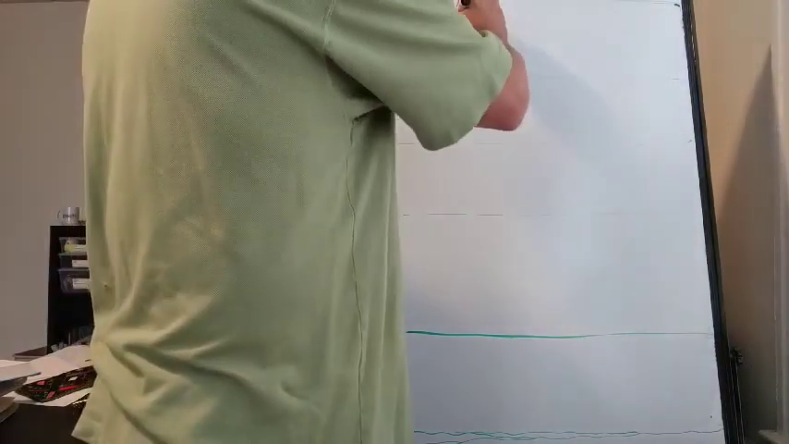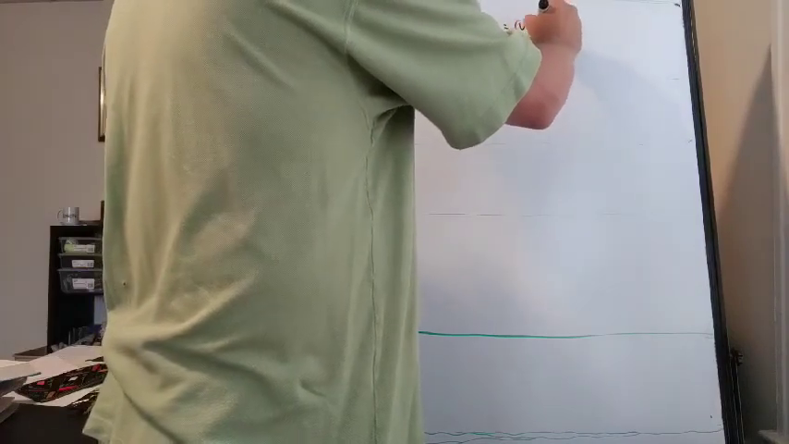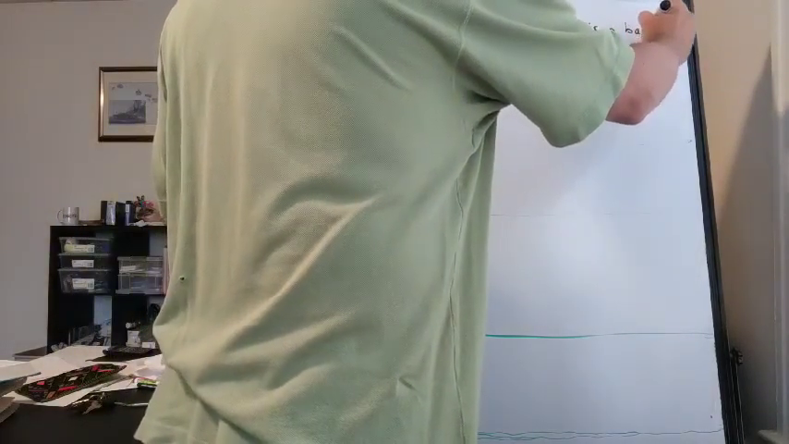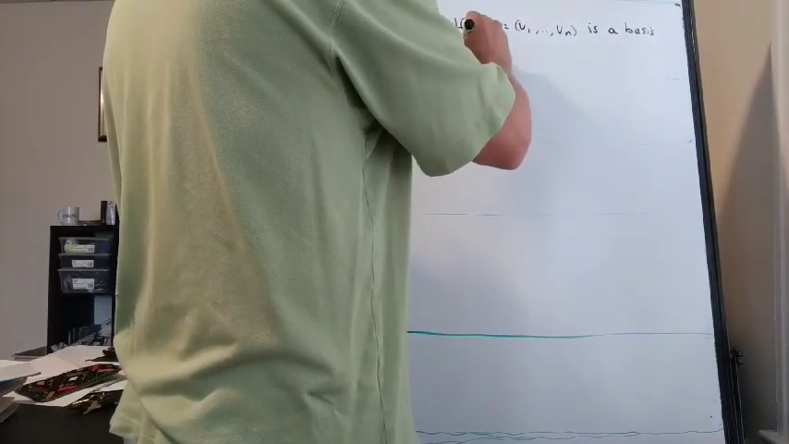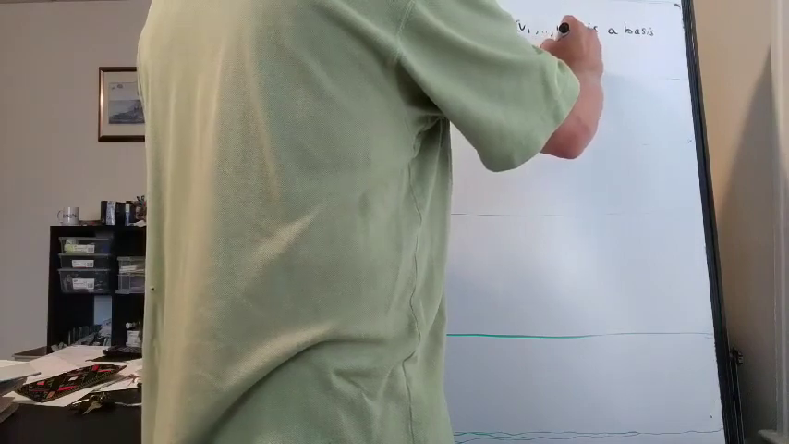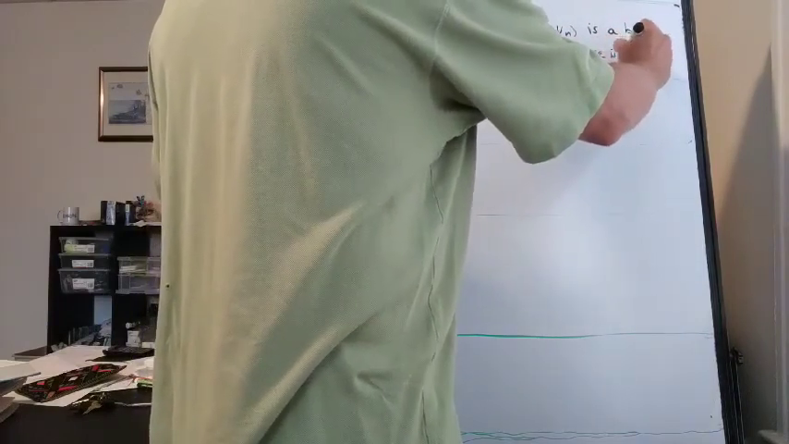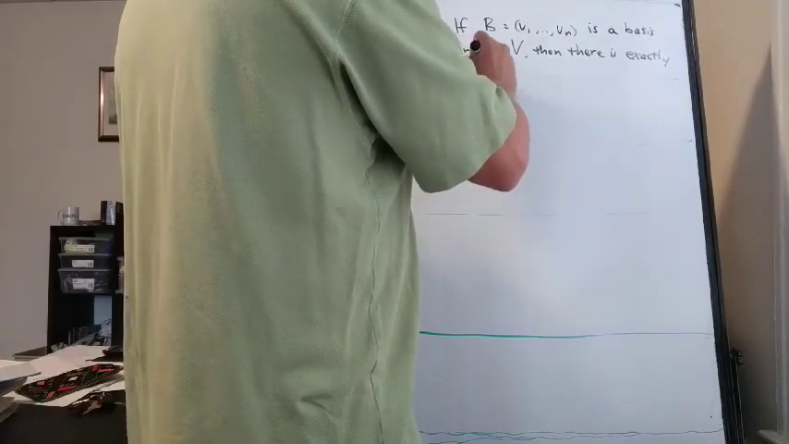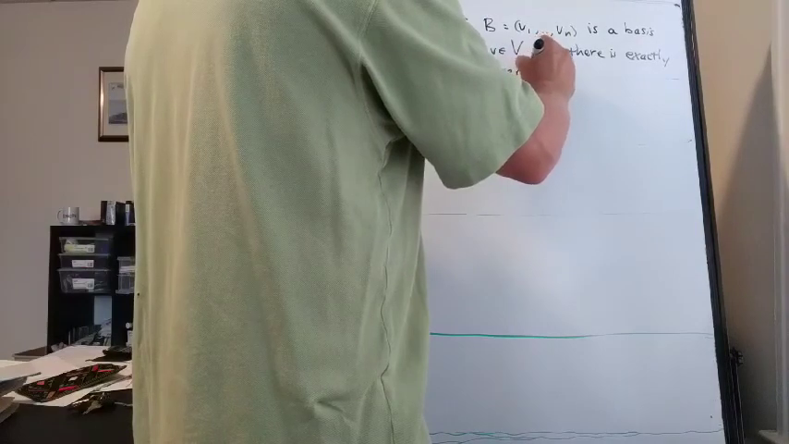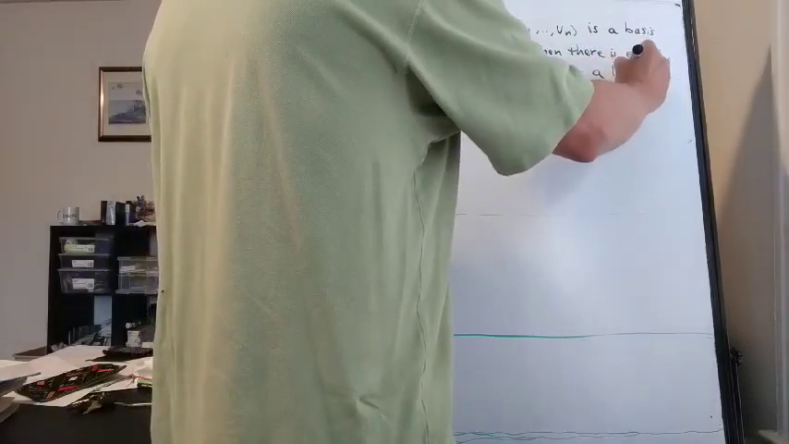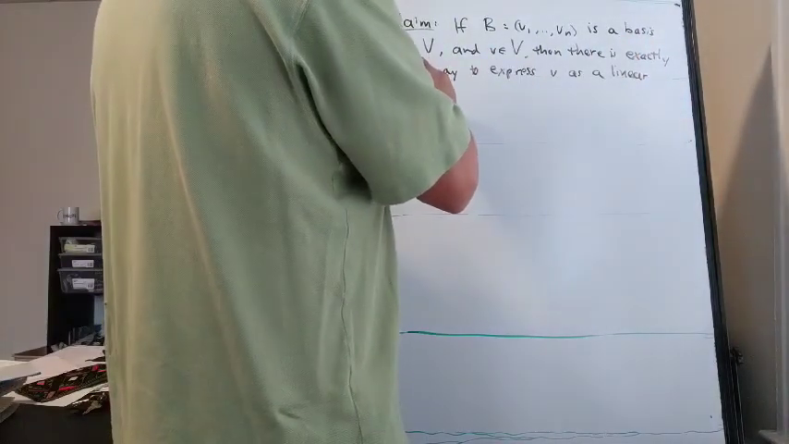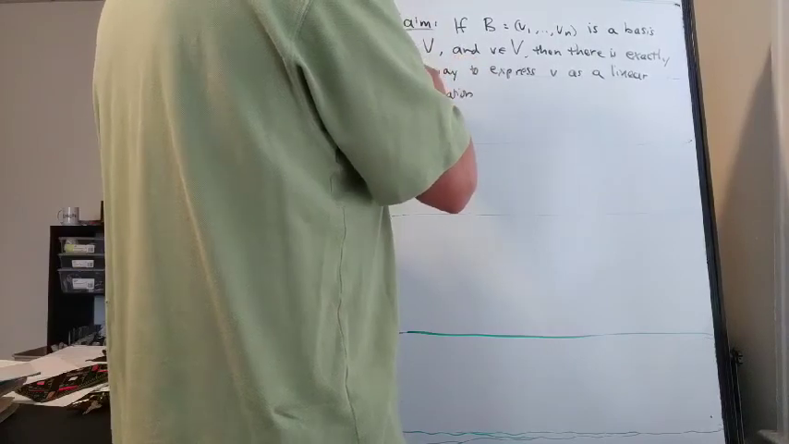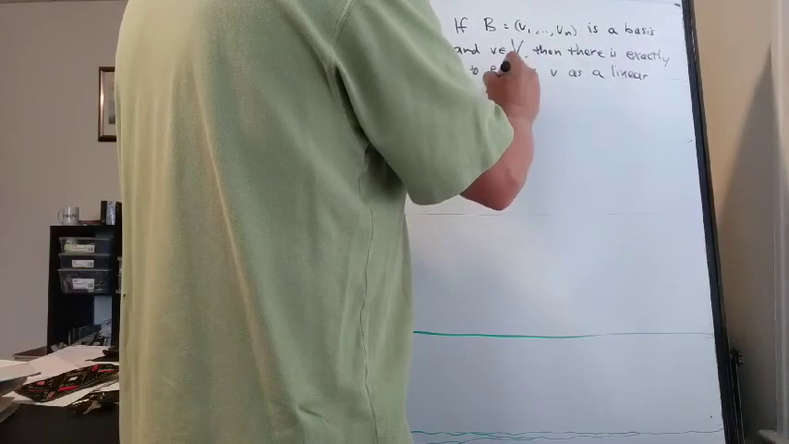So I claim that if B is a basis of a vector space V, and little v is an element of that vector space V, then there is exactly one way to express little v as a linear combination of the elements of the basis B.